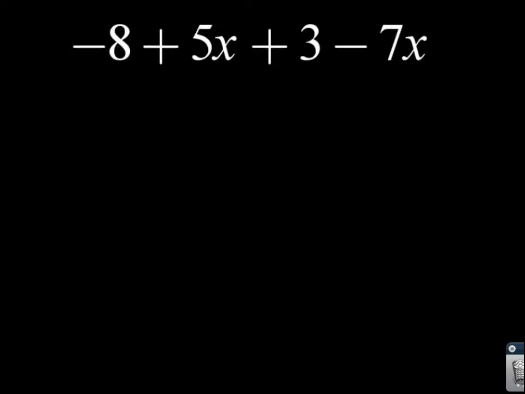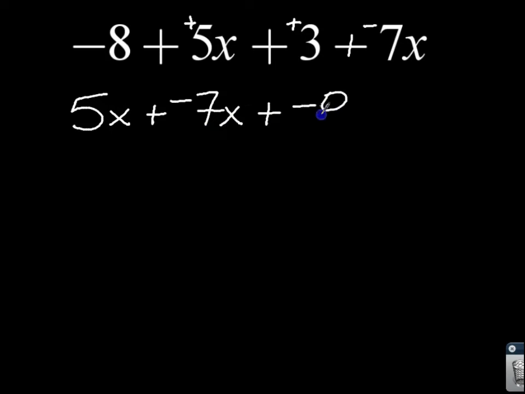Okay. Let's try one more here. Let's again identify and make it a giant addition problem first. Negative 8. Good. Positive 5, that's a positive 5x. And a positive 3. And I'm going to make this plus a negative 7x. And then I'm going to go ahead and rewrite this. So I've got 5x plus negative 7x plus negative 8 plus 3.